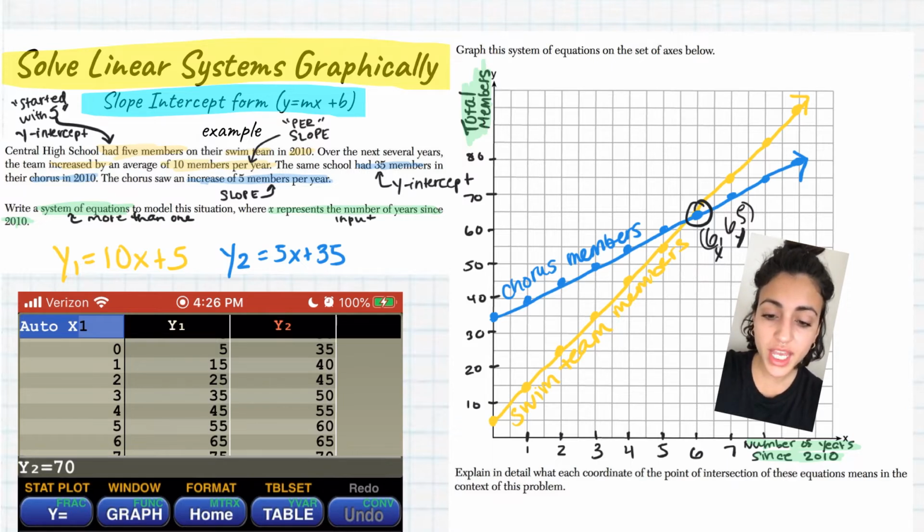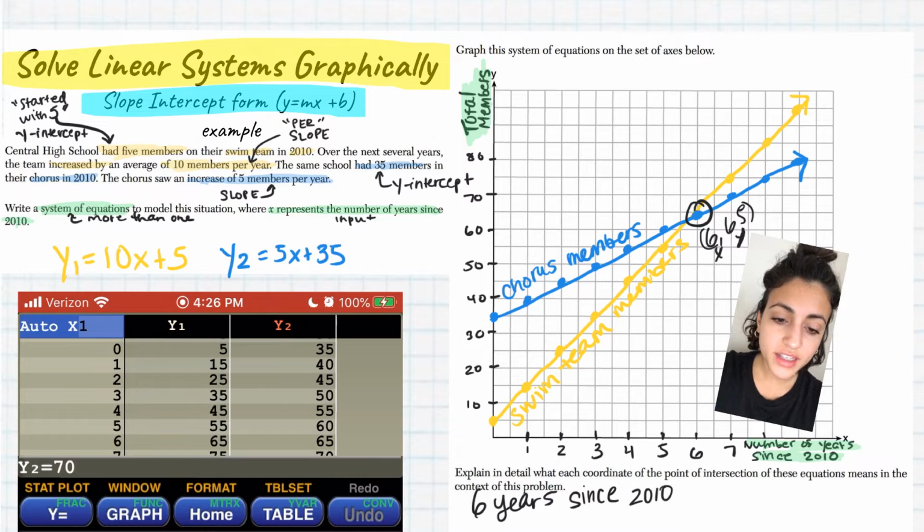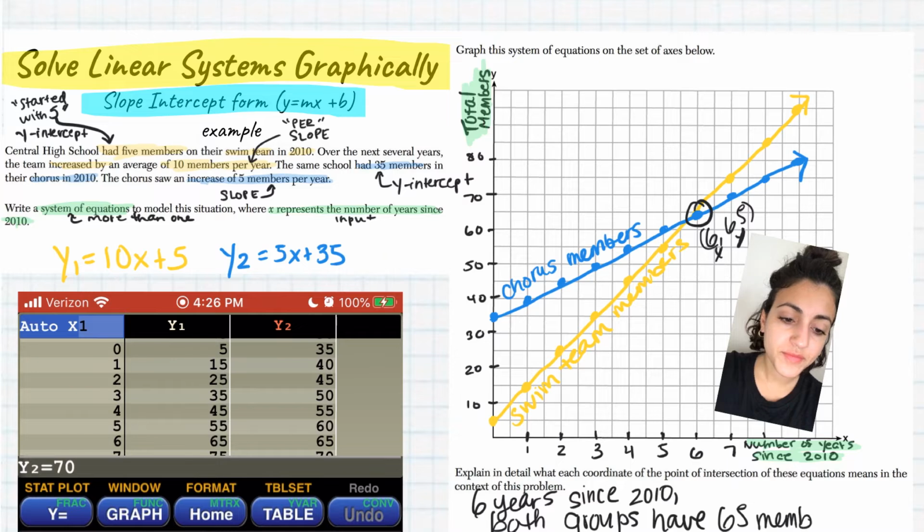So, 6 years since 2010, both groups have 65 members. And boom, we're done.